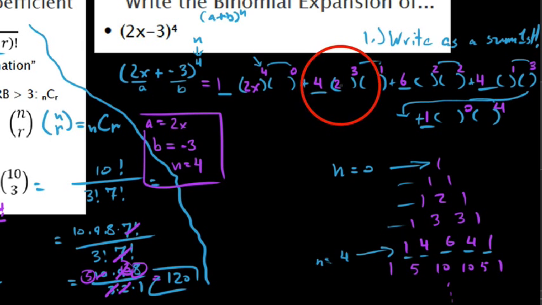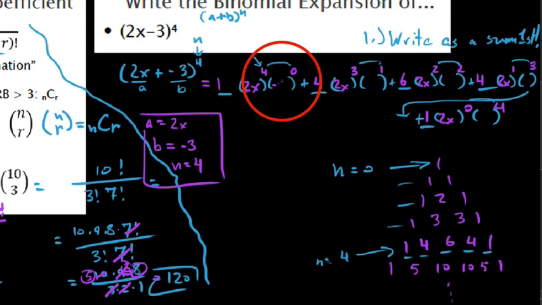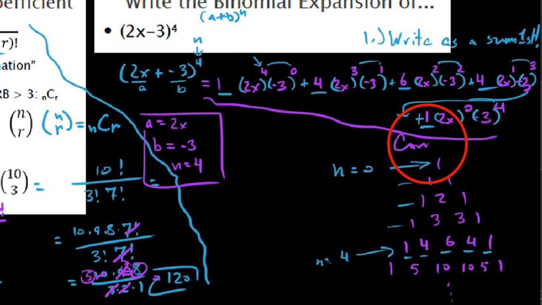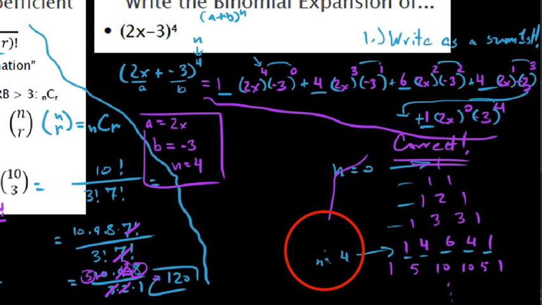We say 2x, 2x, 2x, 2x, 2x, and then our second entry here is negative 3, negative 3, negative 3, negative 3, negative 3. And you get this. And so congratulations. If you can write it this way, this is the correct answer. It's just that we need to simplify it. So in every instance, we're going to need to simplify something like this.